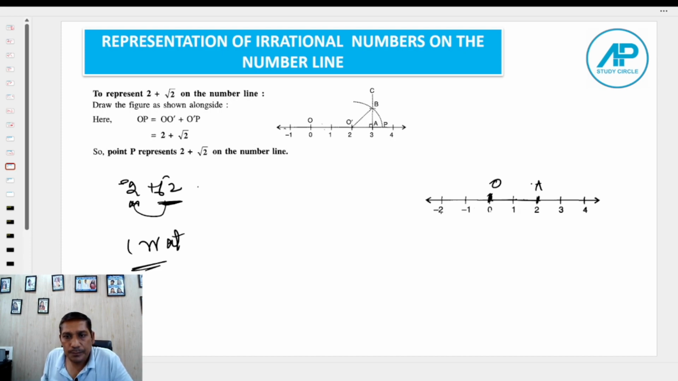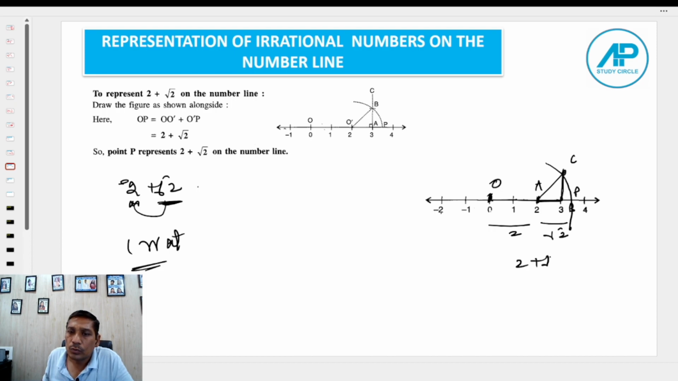Now we further move on. You cover up this A and B point. At point B, draw a perpendicular of length AB only. Mark this point as C. Join AC. Taking point A as the center and the radius up to point C, draw an arc. Let this point be P. This point was A, so this AP is √2, and this value is 2.